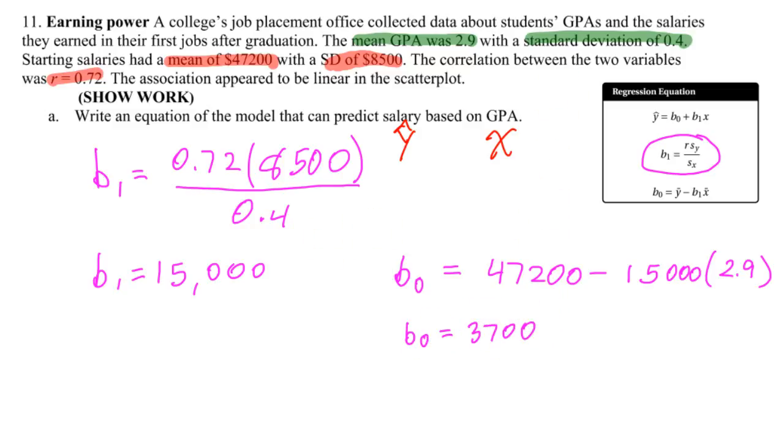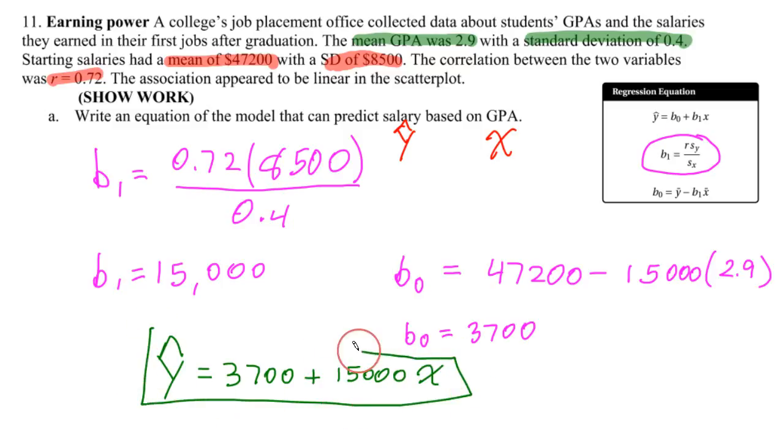So now I'm going to take all these and put them together and say that y hat is equal to B0 plus B1, which is the 15,000, times x. And that is my final equation.